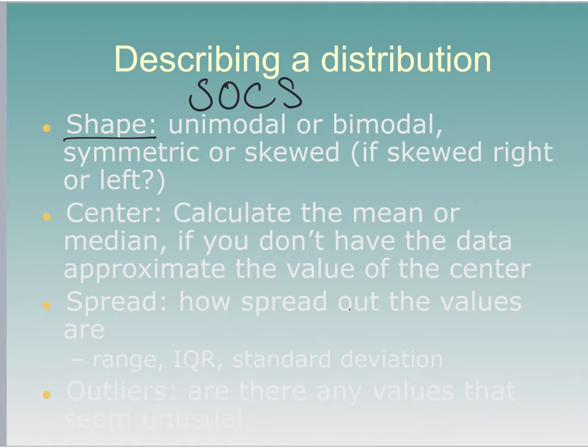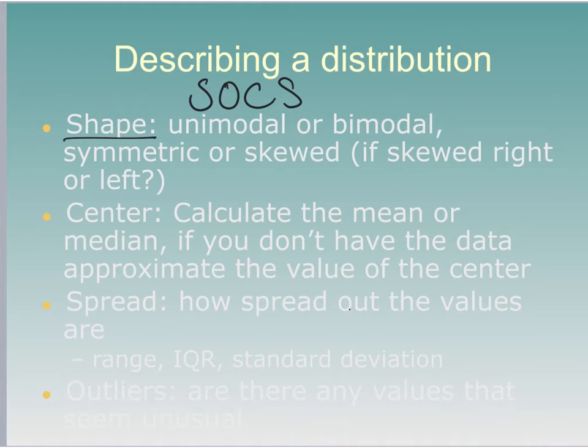Median is what? The middle number, right? The mean is what we get when we add it all up and divide by how many there are. That's the average. The median is when you put all the data values in order and you find the middle number, okay?